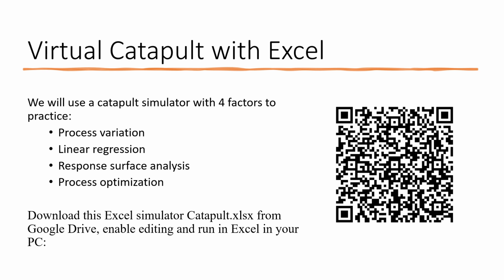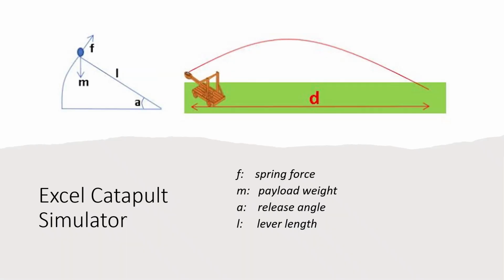Download this Excel simulator catapult.xlsx from Google Drive. Enable editing and run in Excel in your PC. We have 4 factors that might affect distance d. F, spring force. M, payload weight. A, release angle. L, lever length.